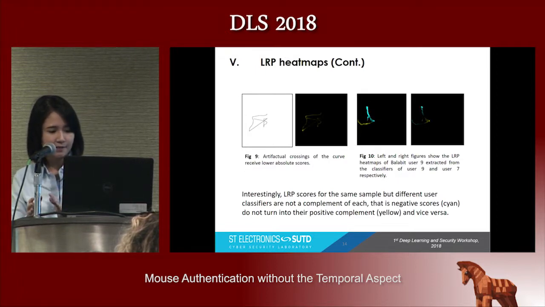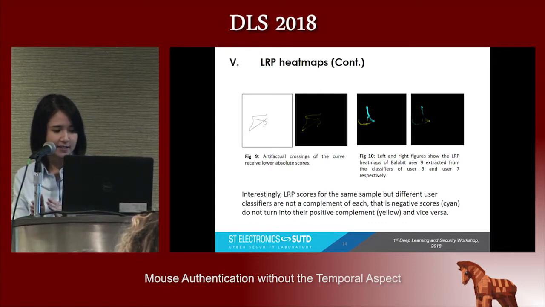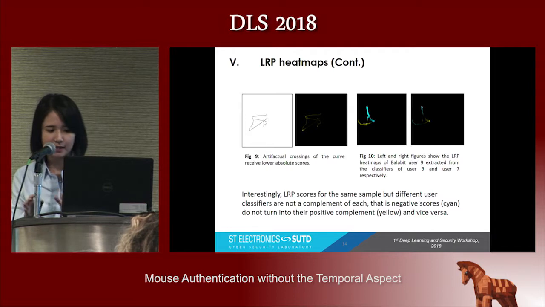And in figure 10, we see that the LRP heat maps that are computed are not complements of each other. That is, the blue region here doesn't turn into the yellow region and vice versa. This makes sense because the classifiers for user 9 from the Balabit data and user 7 are not complements of each other, so we can't expect the computed LRP heat maps to be complements of each other. So this simply serves as a sanity check of the correctness of our model.